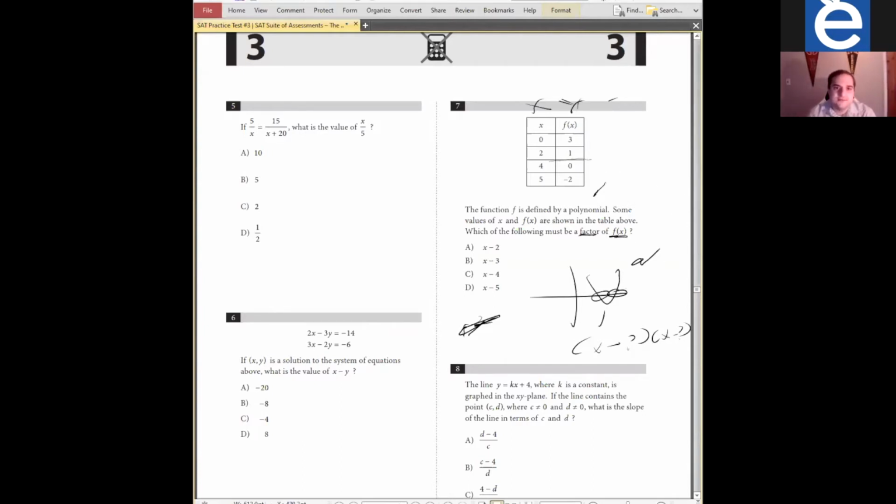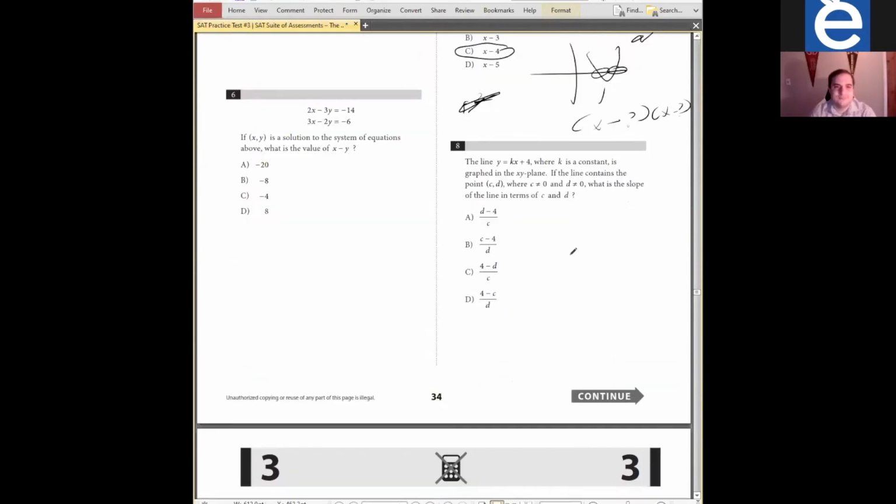So here we know when y is 0, x is 4. So x minus 4 is a factor. Boom. All right.